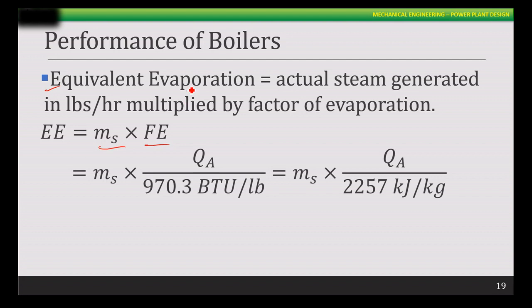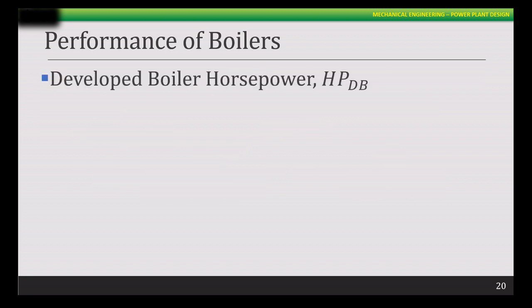So if you forgot, you just multiply the mass of steam by the heat added divided by 970.3, or 2257 in the case of kilojoules per kilogram. Again, h_s minus h_f. So please remember. We have also developed boiler horsepower.